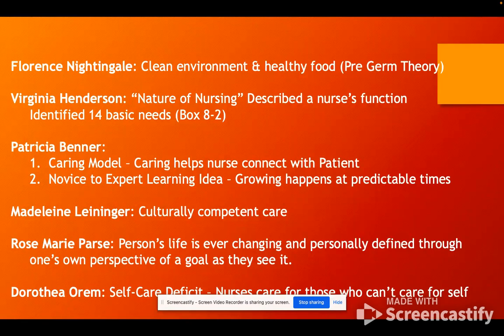Madeline Leininger, she developed culturally competent care. Rosemarie Parse, she looked at a person's life and how it's ever-changing, and personally defined it through one's own perspective of a goal. And then Dorothea Orem, she looked at the self-care deficit. Nurses care for those who can't care for themselves.